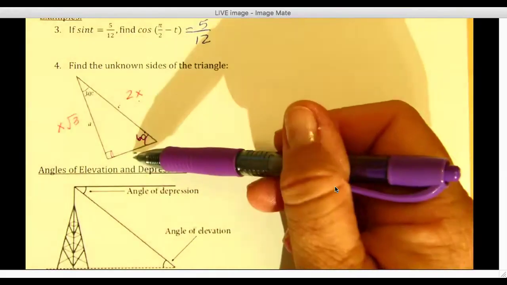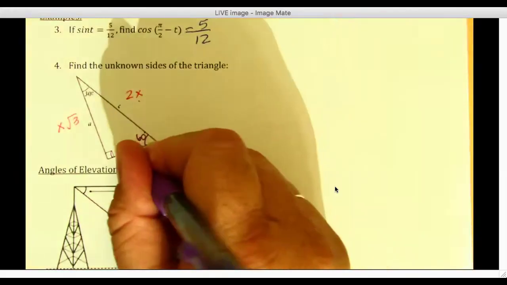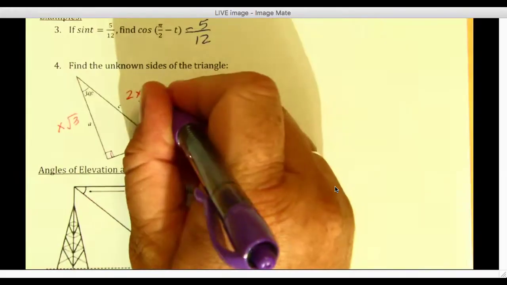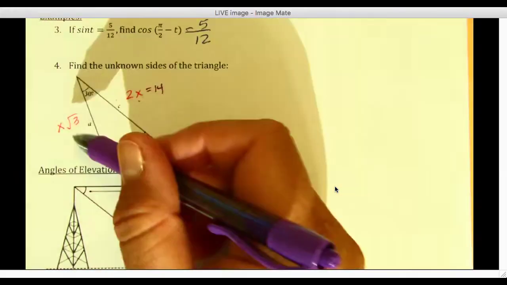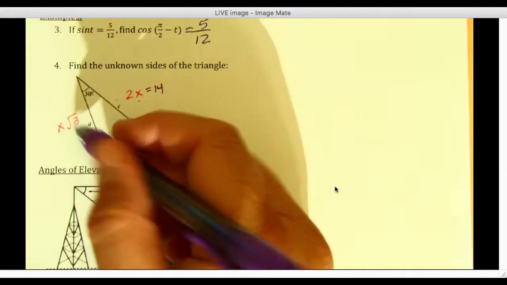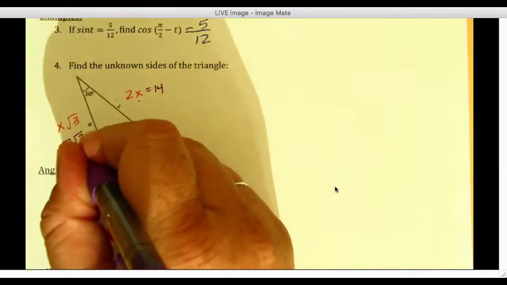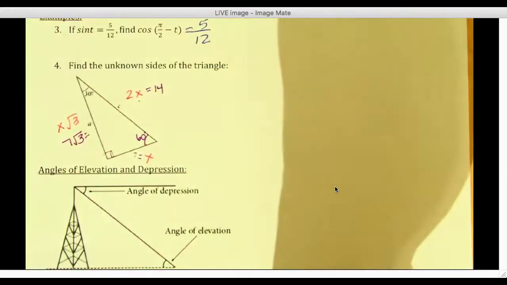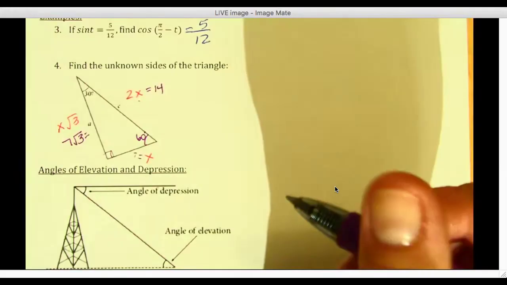So if x is this short side and we know that that's equal to 7, then 2x is going to be equal to 14. And we know that if x is 7, 7 times square root 3 will be 7 root 3 for our a value here. So we've found all of those unknown sides using that relationship.